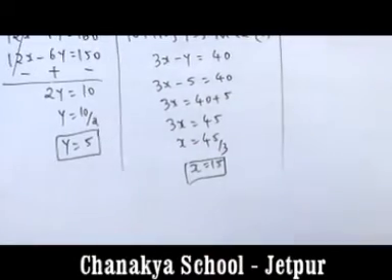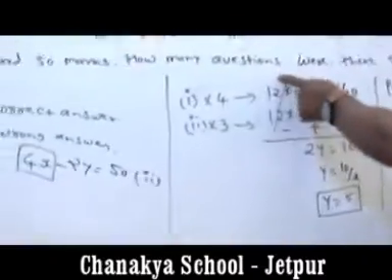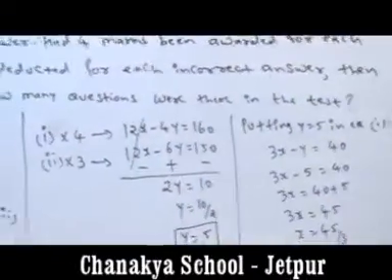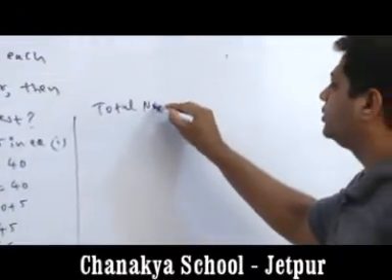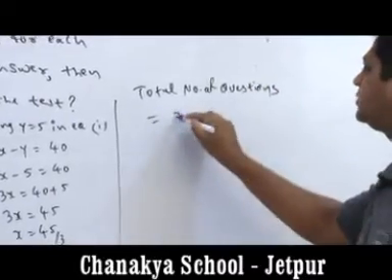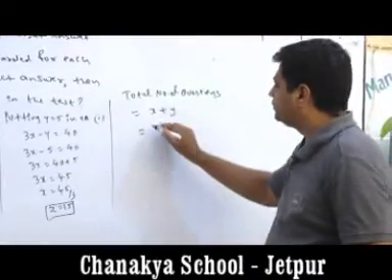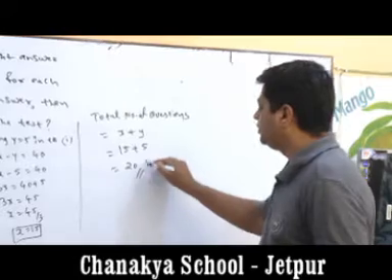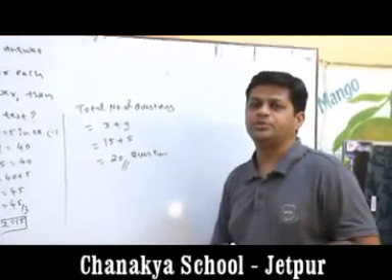Okay students, now next question, there is one more question. How many questions, the total number of questions were there in the test? Total number of questions equal to x plus y. For right answer that is x 15 and for wrong answer that is 5. That means total number of questions are 20 questions were in the test. Okay students, Yash attempted total 20 questions.